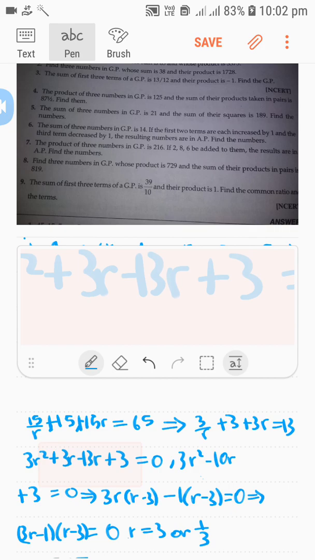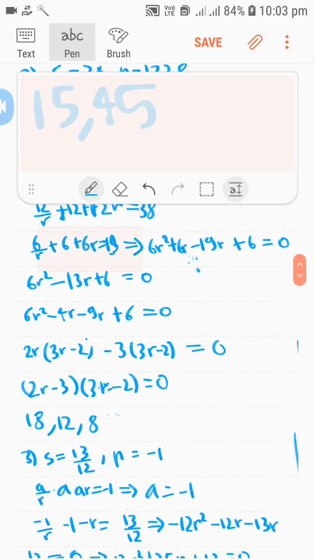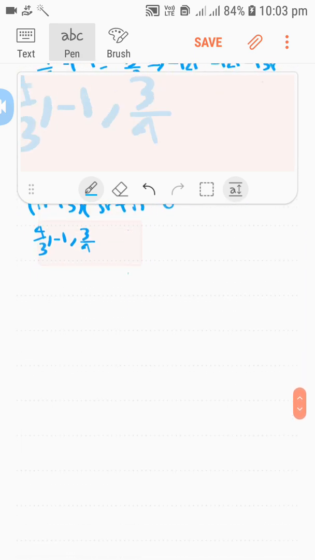The product of three numbers in GP is 125, and the sum of their products taken in pairs is 87.5. So I think it's going to be the first term times the second term plus the second term times the third term plus the third term times the first term, which is the sum of the products taken in pairs, going to be 87.5. The product of the three numbers is 125, which means that the middle term is obviously 5. So the middle term is 5 and their sum of products of pairs is 87.5.